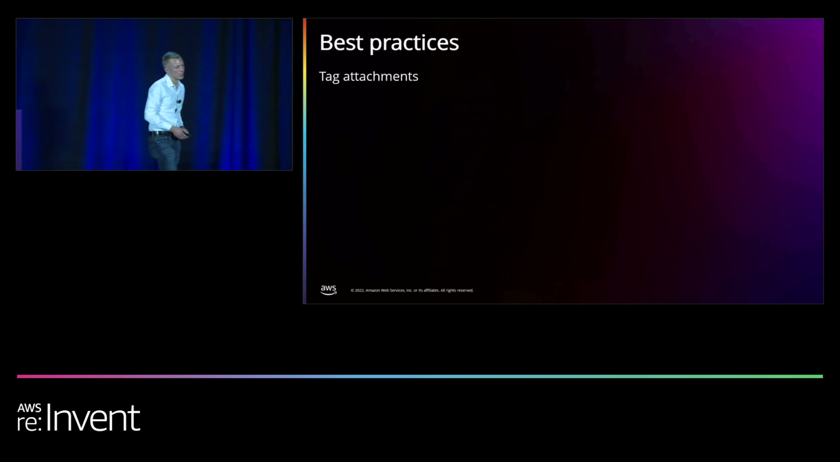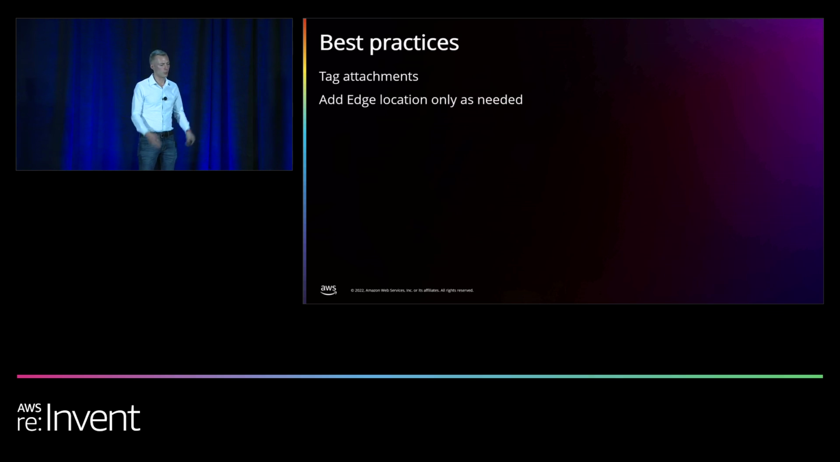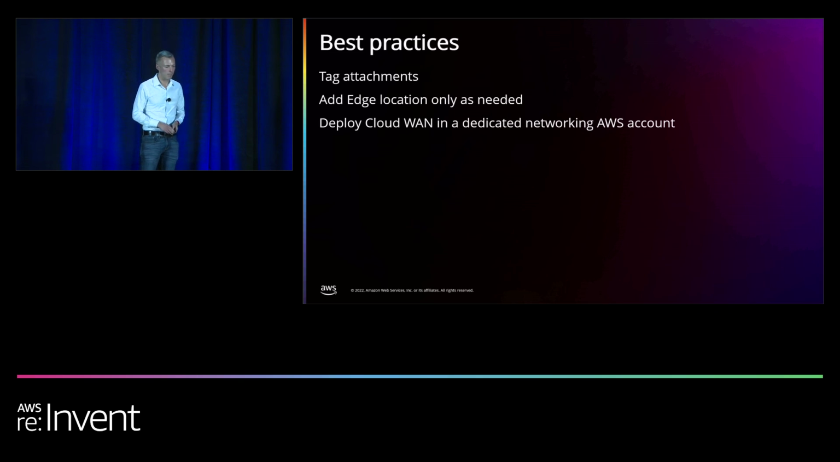OK, so we wanted to wrap up with some best practices for you to walk away with. So first and foremost, tag attachments. That's really the beauty of the policy engine that we bring to the table with Cloud WAN. Add to edge locations as needed. There's a charge for having a core network in an edge location. So obviously, if you don't need every region, don't have every region.